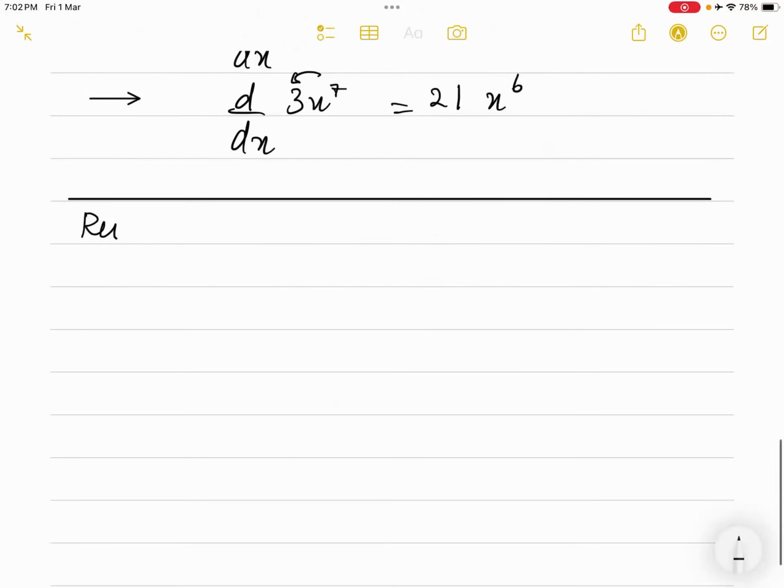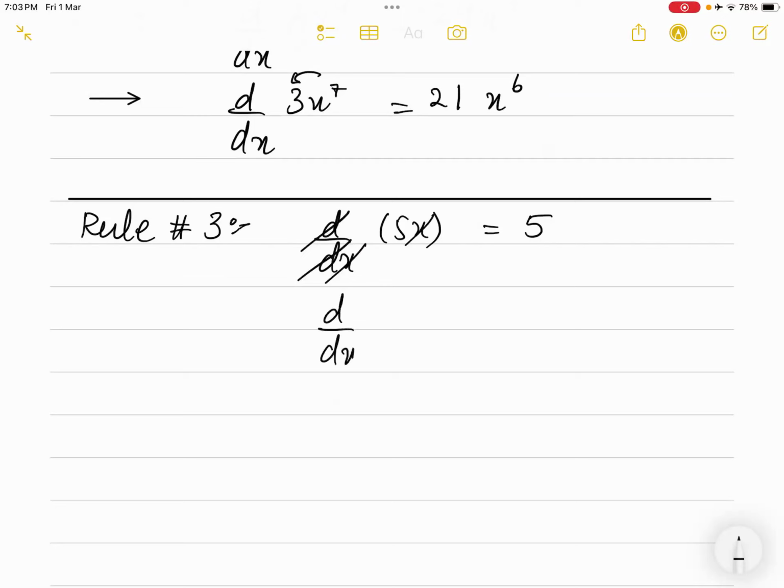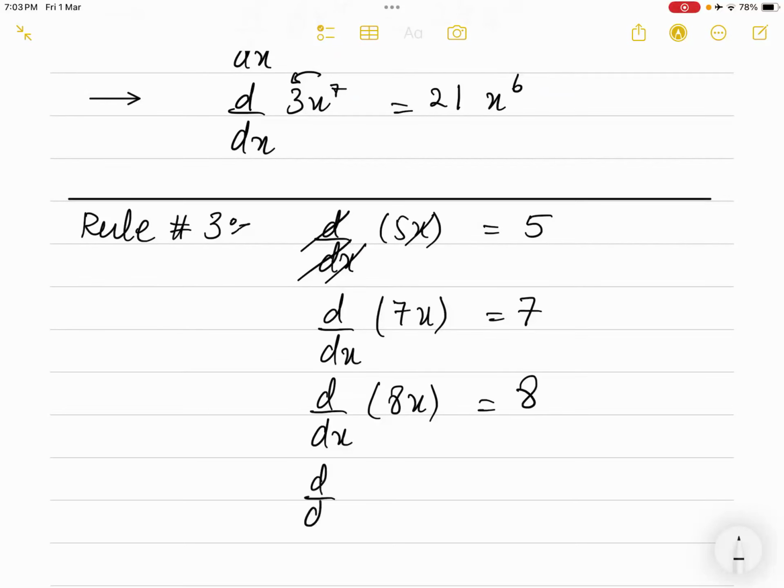Okay. Rule number 3. d by dx of, for example, 5x. The answer will be a constant because x will be cancelled with x and d will be cancelled with d. Now, for example, d by dx of 7x. The answer would be 7. Arsh, what would be d by dx of 8x? 8. What would be d by dx of minus 9x? Minus 9. Well done.